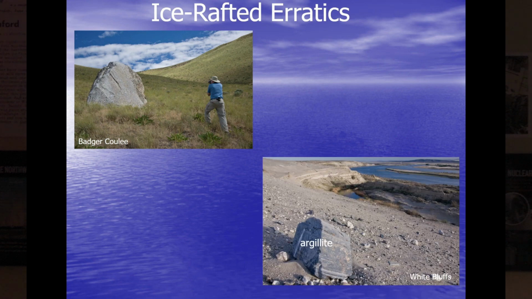Another erratic along the White Bluffs, Columbia River off to the right. You can see it's a few hundred feet above the river. And this boulder, again, is a piece of argillite. It's angular. Most of the erratics we see are angular, subangular. This one's definitely angular, and it's made out of argillite. The closest place we see argillite is about 200 miles away, up in northern Idaho.